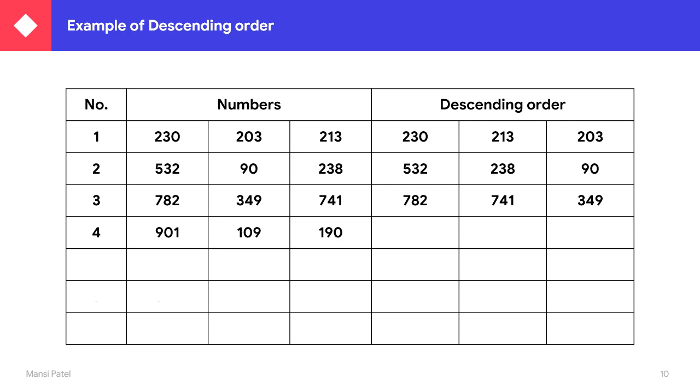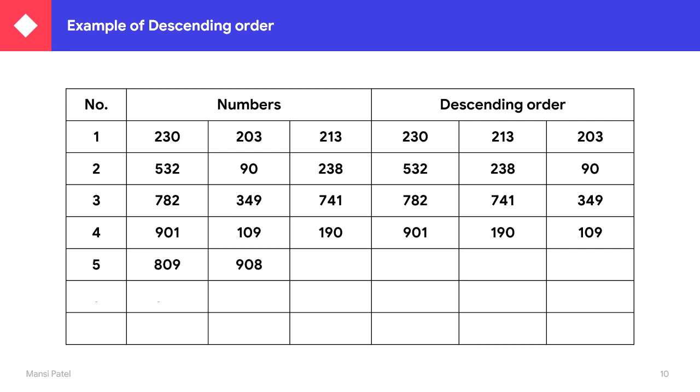Number 4: 901, 109, 190. Among these three, which one is the biggest? 901. So write down 901 first. From 109 and 190, which one is the biggest? 190, because the second digit 9 is bigger than 0. That's why your second number is 190 and then 109.